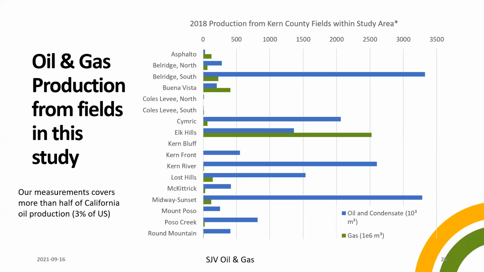Actually, this corresponds to more than half of the California oil production, and 3% of the U.S. one. So that's the fields that we measured. We've been able to look at more than half of the California oil production in basically one project. It's differentiated into pure gas production, methane gas, and oil and condensate, where there are other VOCs. One of the ones that we have been looking at quite a lot is, for instance, alkanes here.